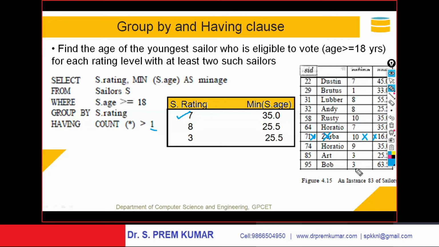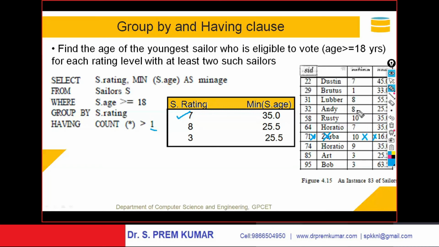Do you have any more 1? No. You are having only 1. So the group count is 1. Is 1 greater than 1? No. And hence this 1 is not considered. Now you come to the 8.